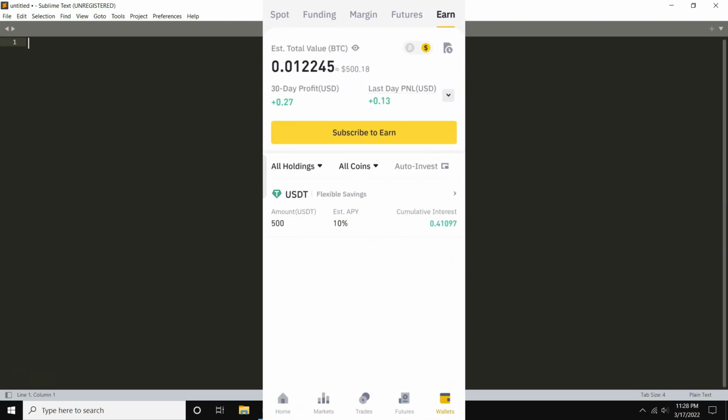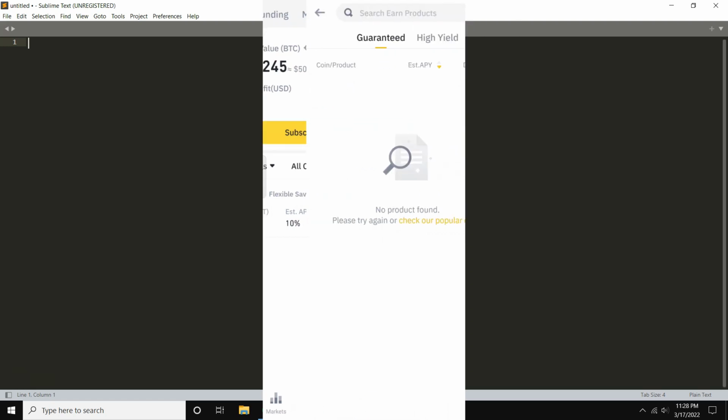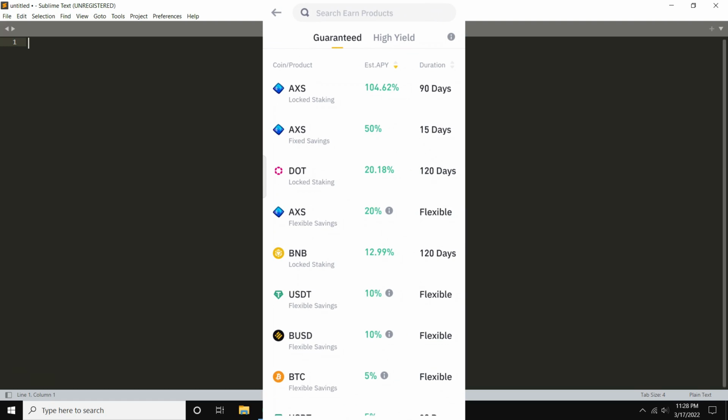You can go to your wallet here, open your Binance app, and then go to Earn. You will see a yellow button here, subscribe to Earn. So you will see a coin on the left hand side, and then you can see the estimate APY in the middle, and then the duration. Now you will see two things: lock staking, fixed savings, and flexible savings.